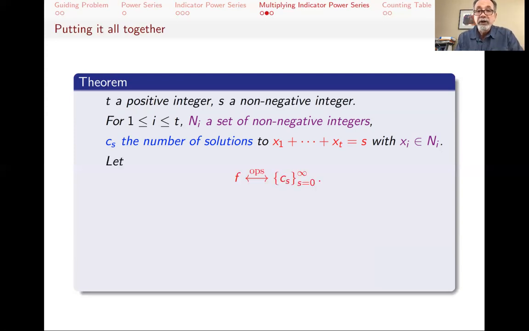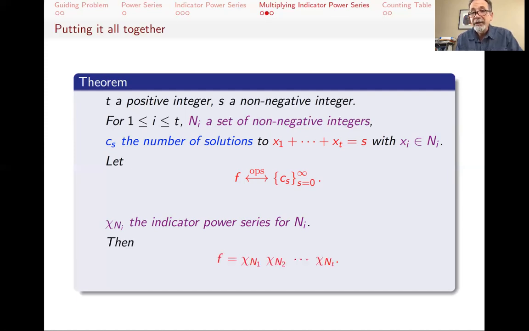And we now want to find its ordinary power series. The question is, what's the ordinary power series, the ordinary generating function for this sequence of numbers, the number of solutions to x1 plus dot dot dot plus xt equals s? When s changes, the number of solutions changes, and that gives us the sequence. And the answer is that what you need to do is find the indicator power series for each of these, for N1, for N2, all the way till Nt, and then you multiply them. When you multiply them, you will get the power series for the number of solutions that you want. And that's what we saw.